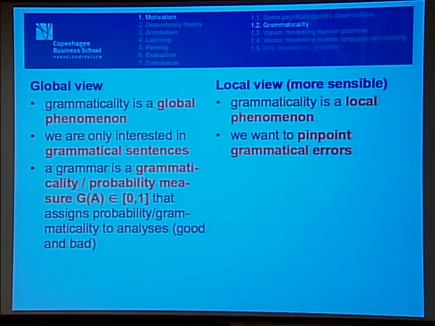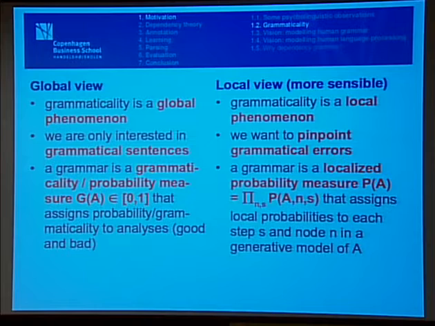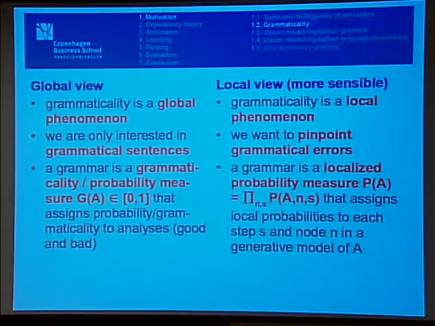But you could also think of a grammar as a localized probability measure that assigns probabilities to analyses, not just global probabilities. What they really do is that they are based on some kind of generative dependency model where the dependency analysis is generated by a lot of small decisions, along the lines that Jason Eisner and Michael Collins have been doing in dependency parsing. And for each of these generative steps at each node, we assign a local probability to each step in the generative model.